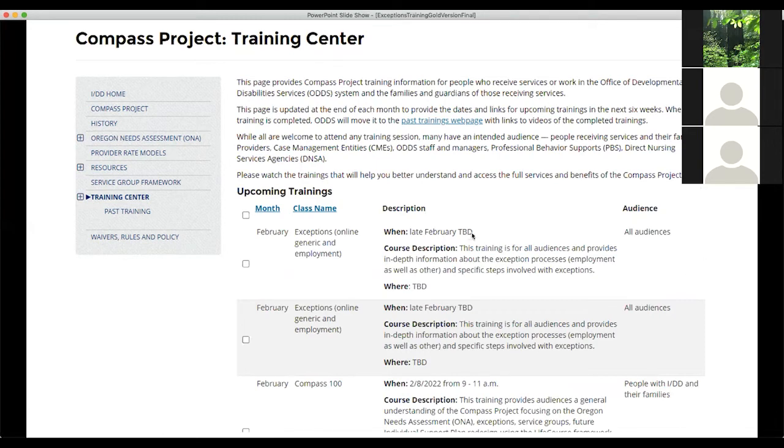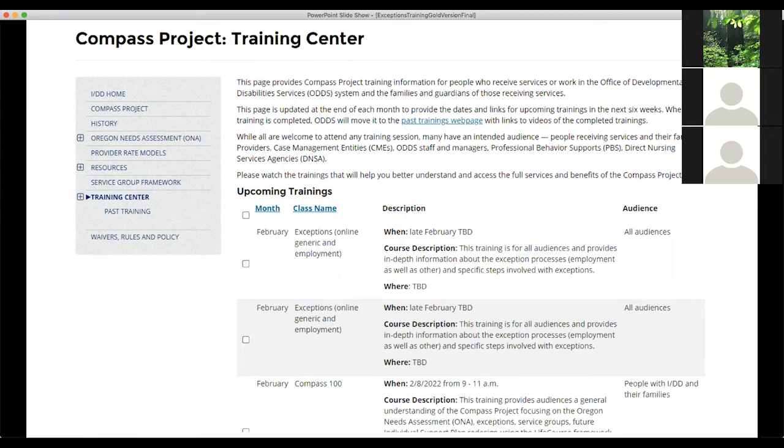I want to stress that the ones that are to be determined are online modules that will be available in Workday. The other ones, if you look on the left, will give you the month that it is available. It will tell you the name of the training, when it's going to occur, and a course description and where it's available.